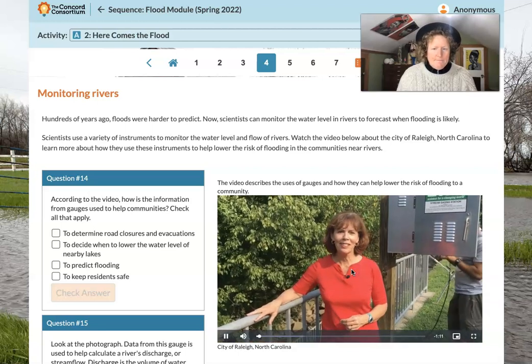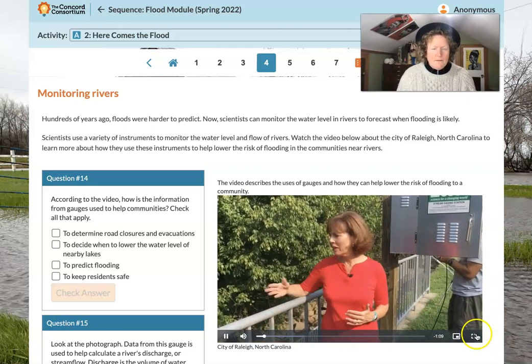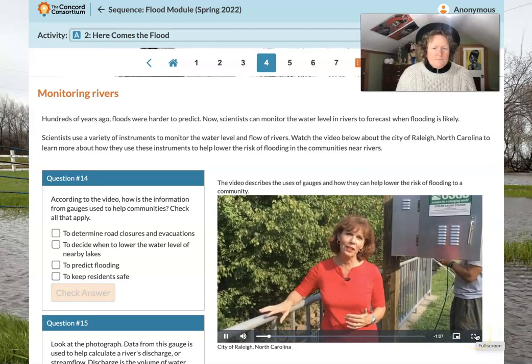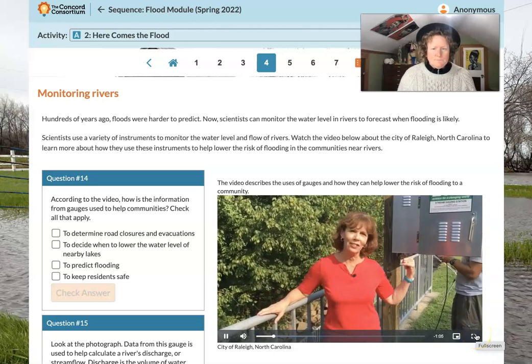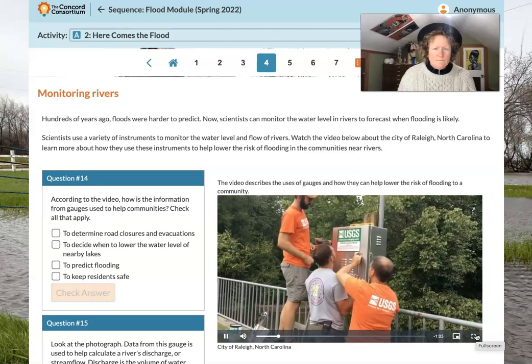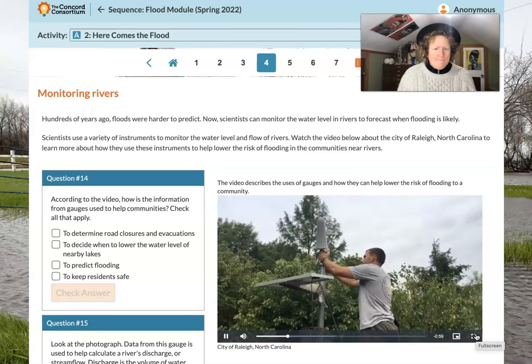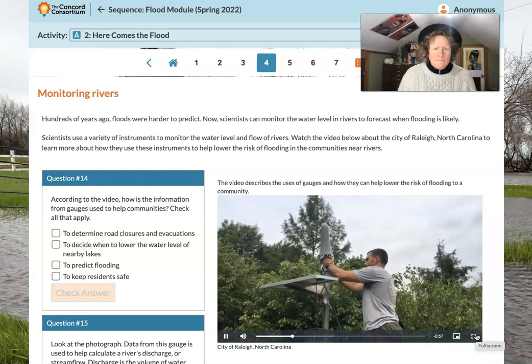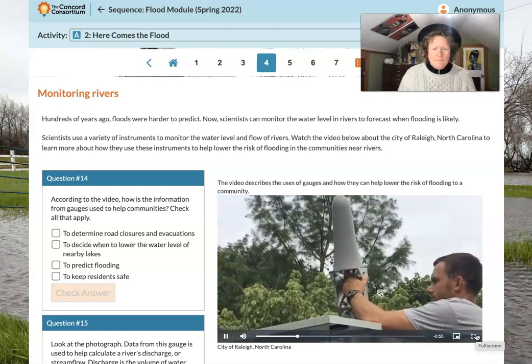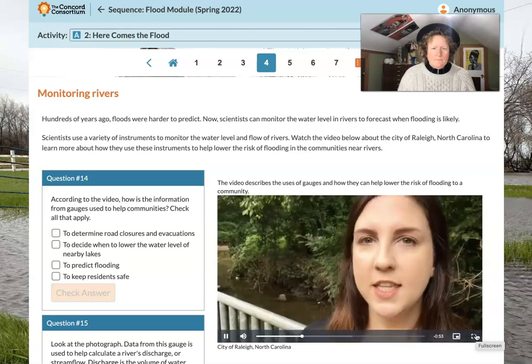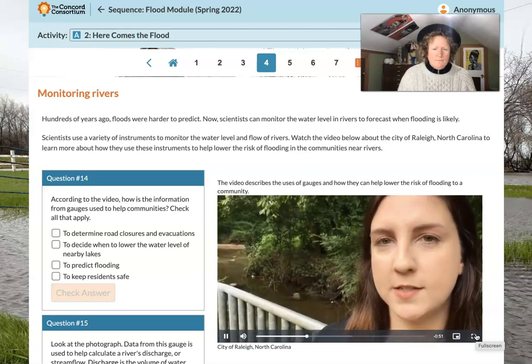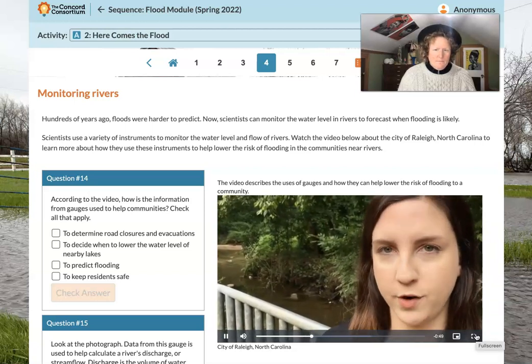Hi, it's Julia with the City of Raleigh. If you're familiar with our area's streams and creeks, you've likely come across one of these gauges. City crews, along with crews from the U.S. Geological Survey, are installing more of these monitors to add to a network that's already in place. And there's a good reason for it. These gauges are about keeping residents safe, and that is our number one priority.